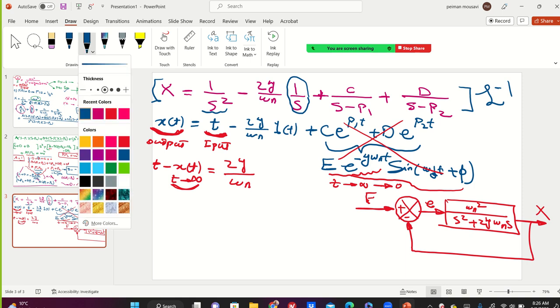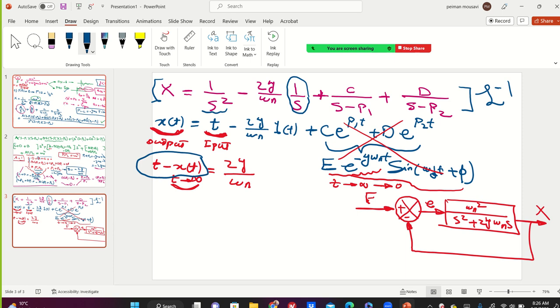So on the other hand, what is this here? Based on the block diagram, look at here. F is equal to t. t minus x is how much? Steady state error signal, gonna be 2 zeta over omega n. You see that, despite the case of the unity step and the impulse, we have a steady state error signal, which is a function of the damping ratio and natural frequency of the system.